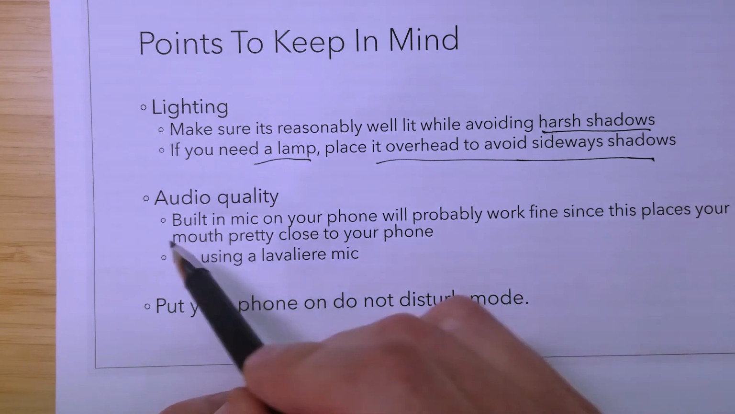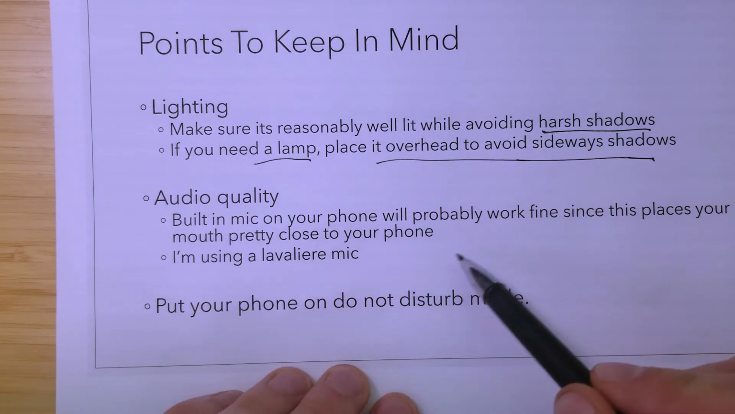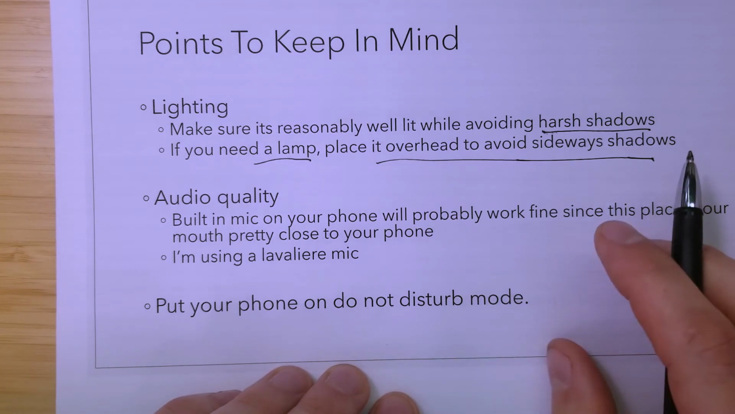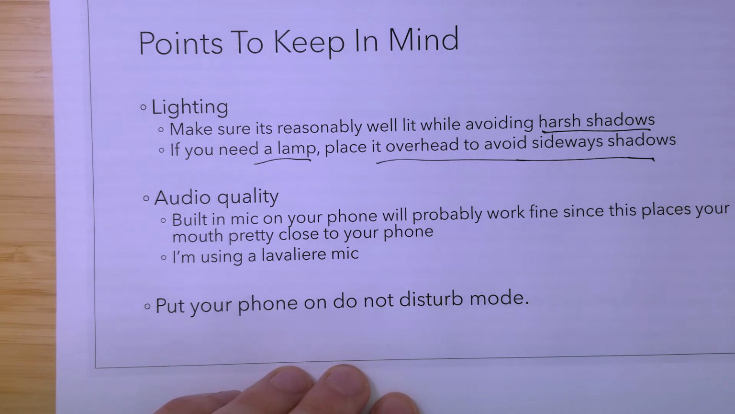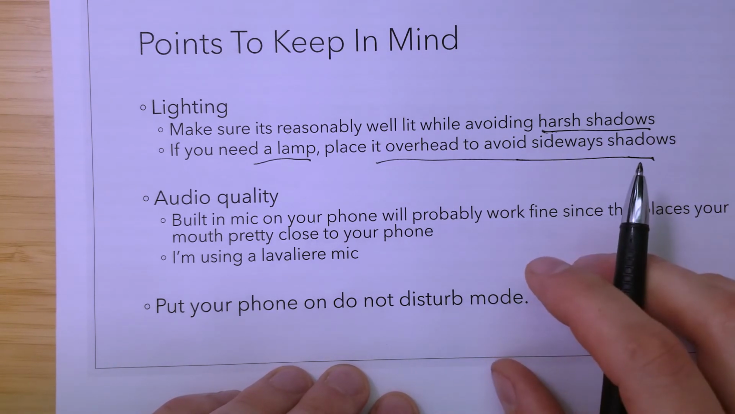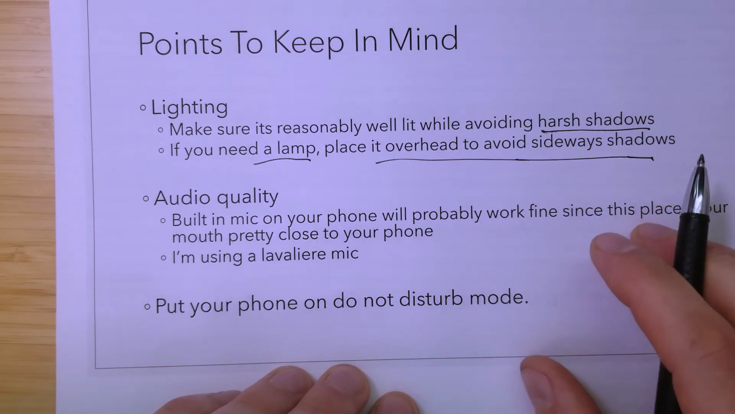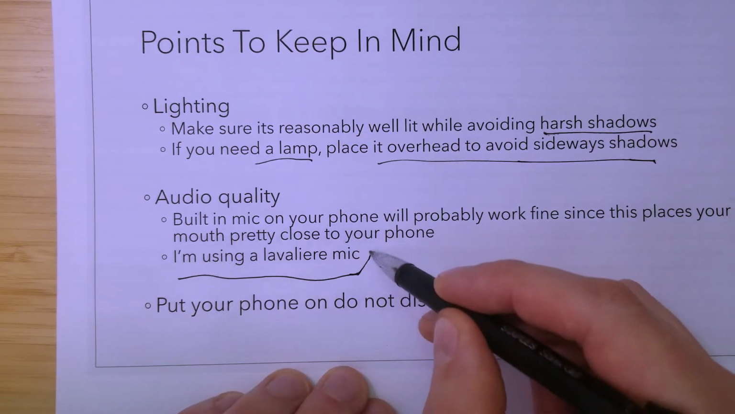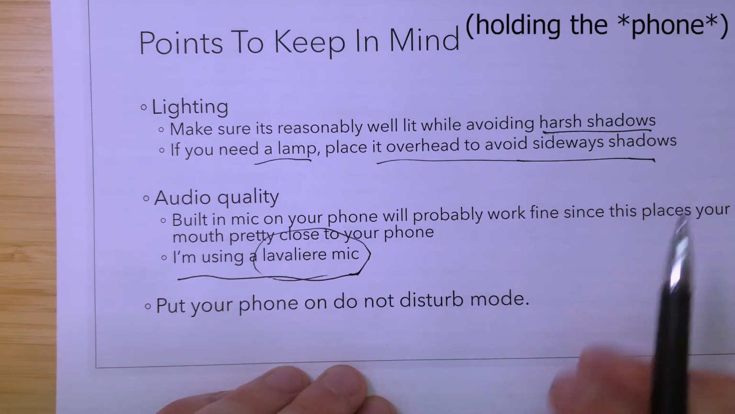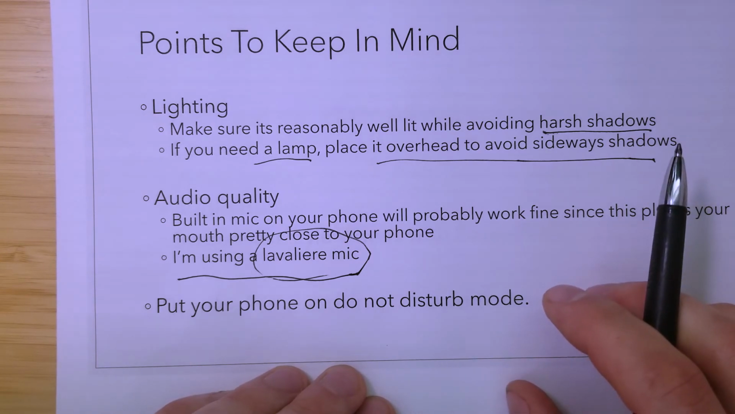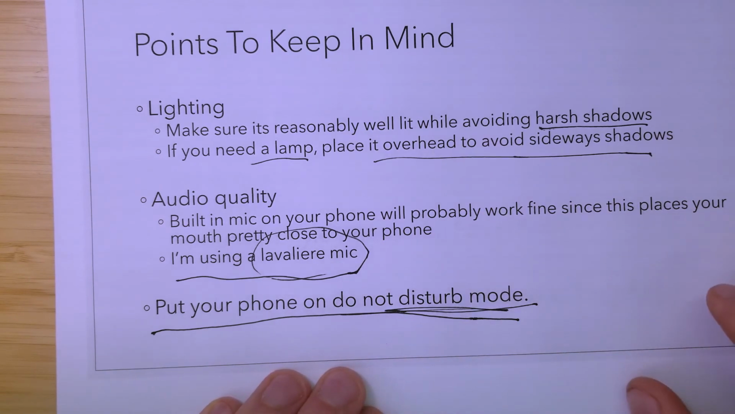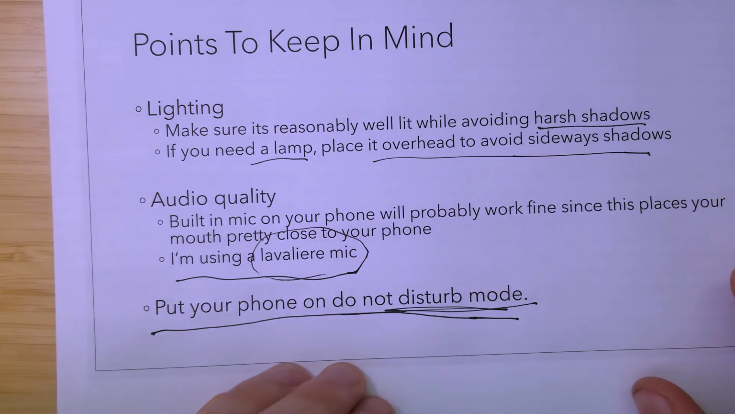In regards to audio quality, a great thing about this is that you're probably going to get decent audio from the built-in microphone on your camera, because just the way this setup works, your voice or your mouth is naturally quite close to your phone. So you're going to get good pickup of your voice without too much of that room sound. I'm using a lavalier microphone currently, but that's mostly because of that opening shot where I was holding the mic, and I wanted to get a closer miking for that. And don't forget to put your phone on Do Not Disturb mode. You don't want a call to happen or to get a text and ruin your video.